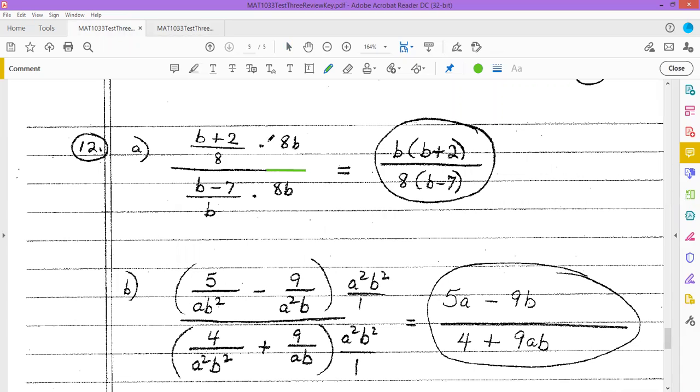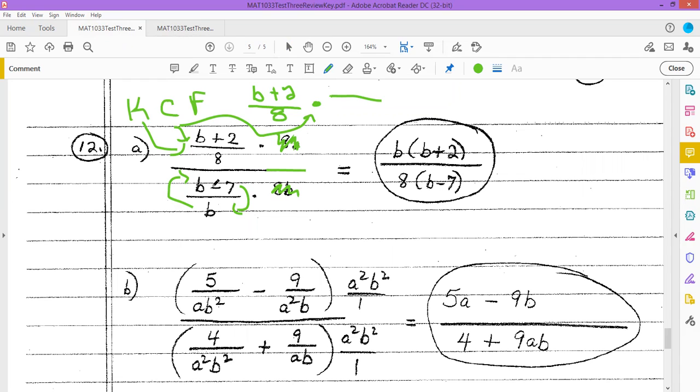So when we look at this, let's erase this section. Remember that dividing by a fraction is the same thing as multiplying by its reciprocal. So really, you could just take the reciprocal of the denominator, whatever that bottom fraction is, and then multiply it. So we have b plus 2 over 8 in the numerator. We're going to multiply. Remember that keep, change, flip. We're keeping the first fraction the same. We're changing the operation from division to multiplication. And then we're flipping the bottom fraction.